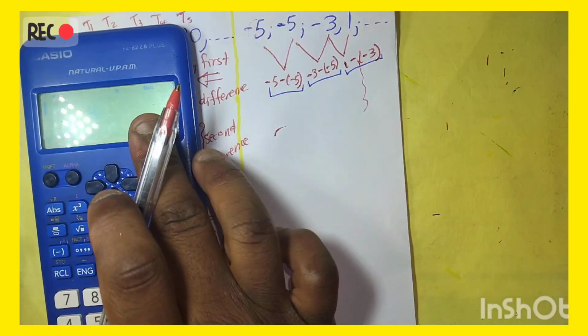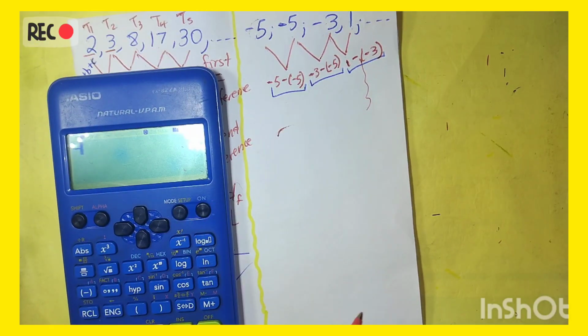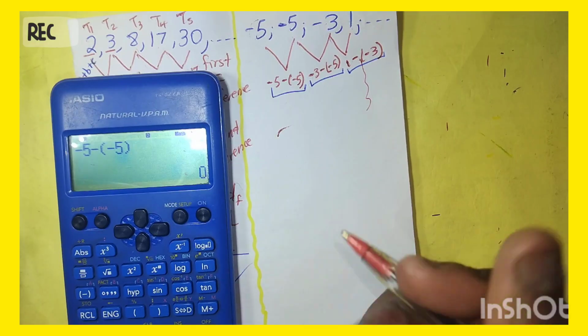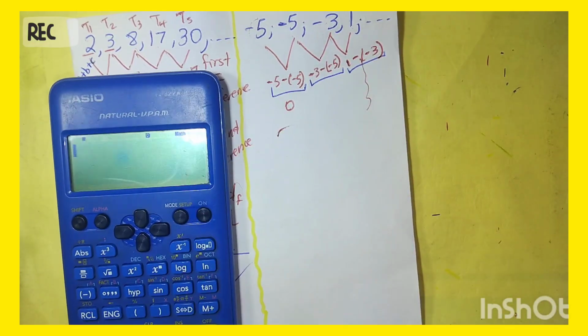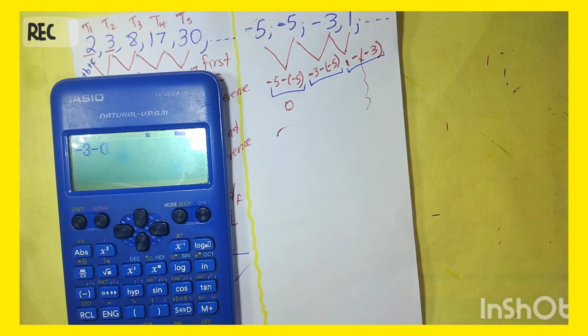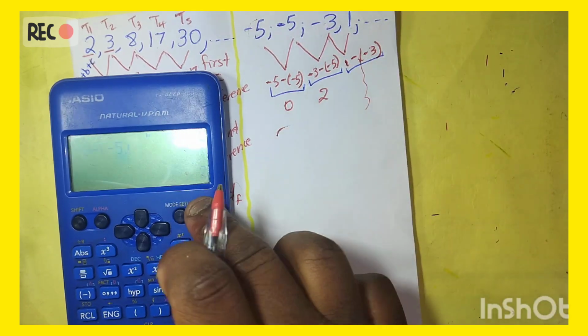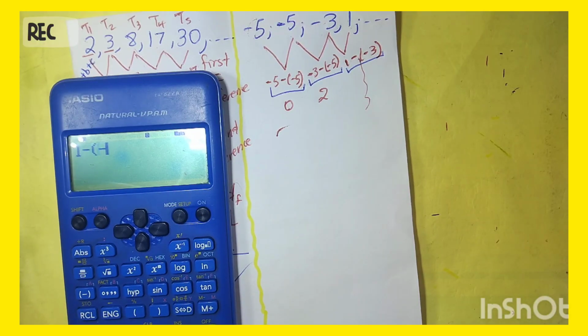So let me just press my calculator: 5 subtract negative 5. So it means that I'll get 0 for the first one. Then for the second one, if I subtract them, I'll just get 2. Then for those ones, which is 1 subtract 3.